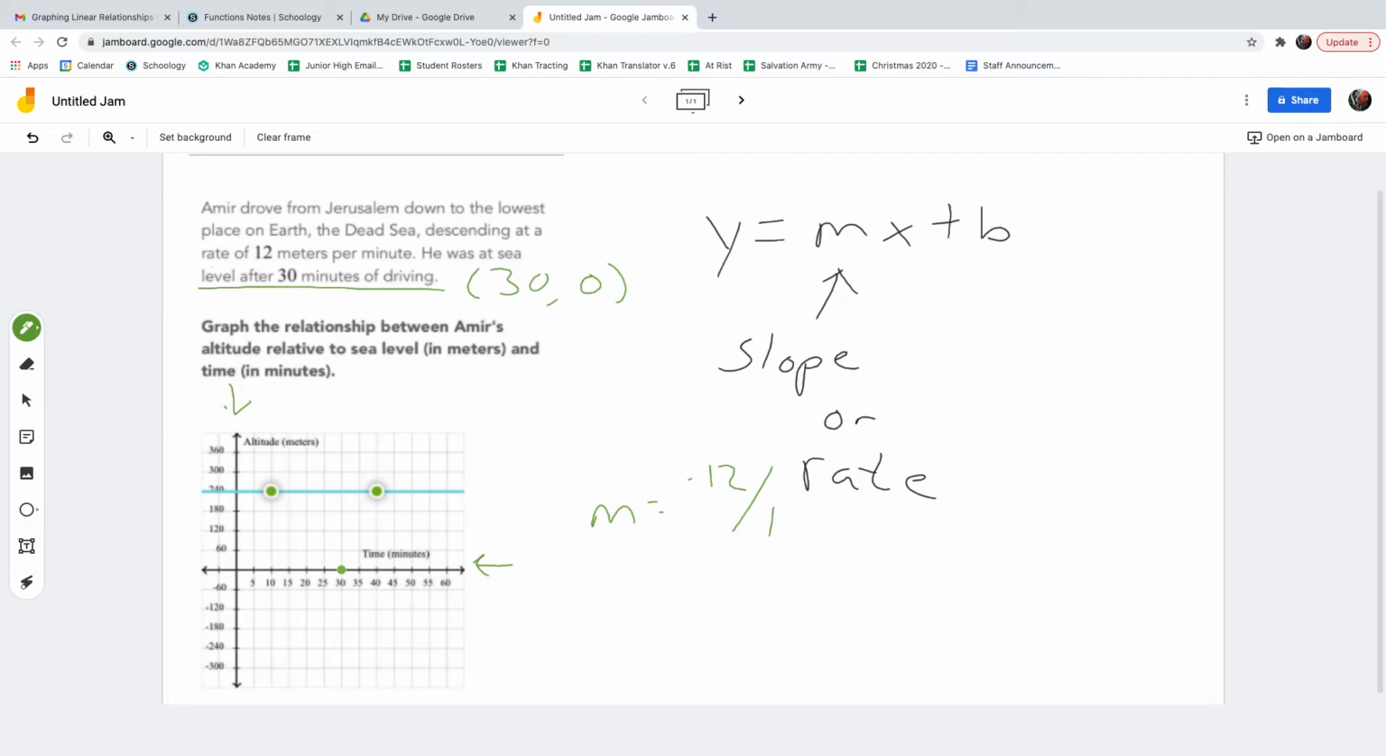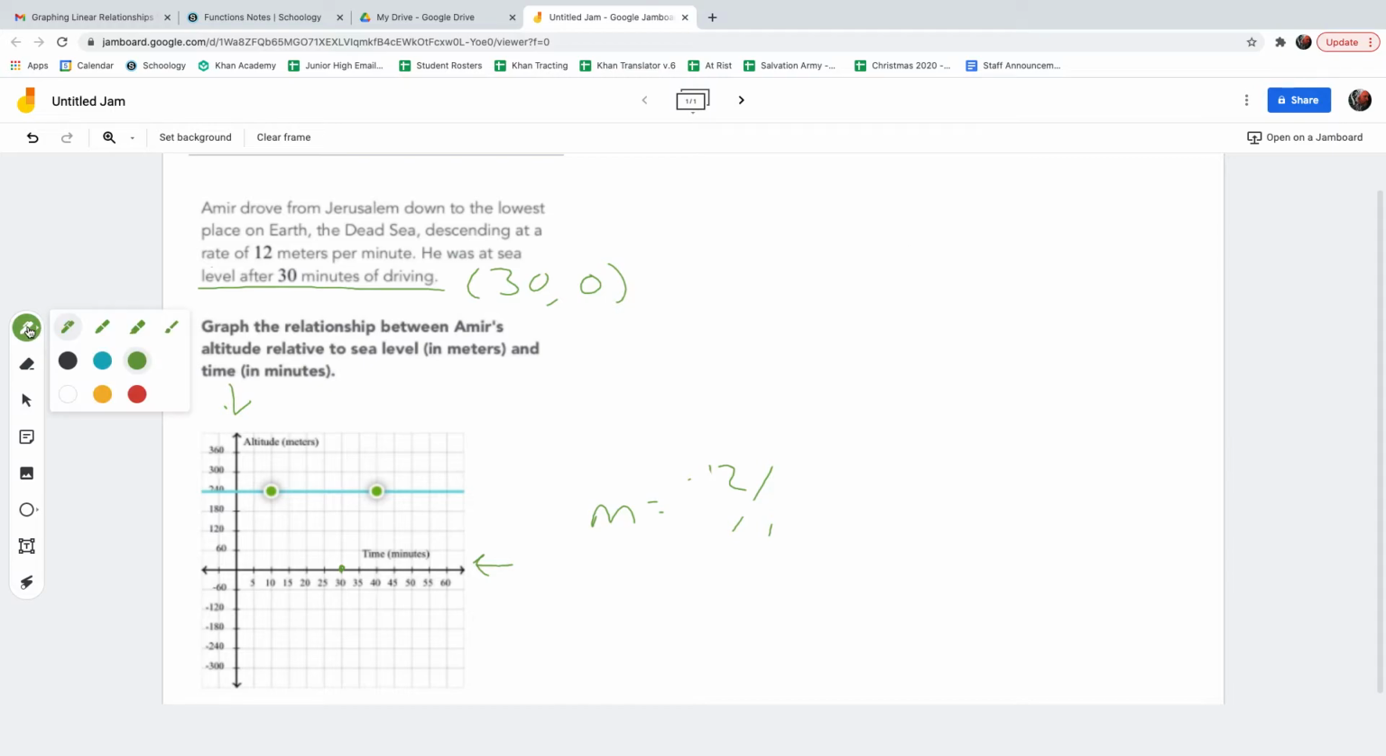Now, my job is to graph this. I know I have a point here. I could do it a couple of different ways, but let's do it mathematically. So we'll clear off our screen, and we're going to use that equation again, y equals mx plus b, and plug in the things we know. We know for a fact that our slope is negative 12, so I'm going to plug that in the place of my m.